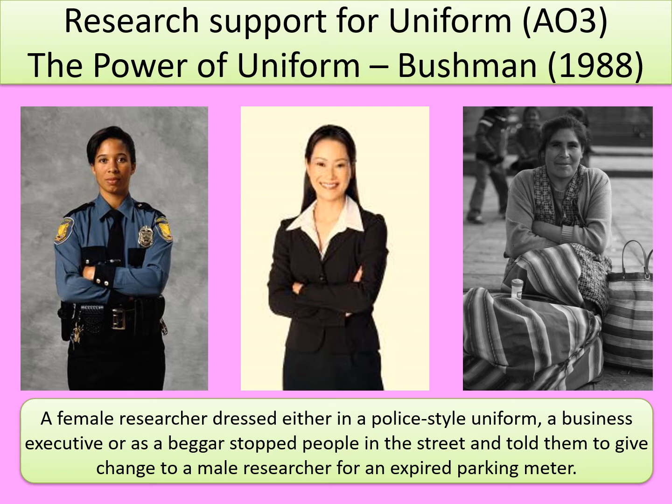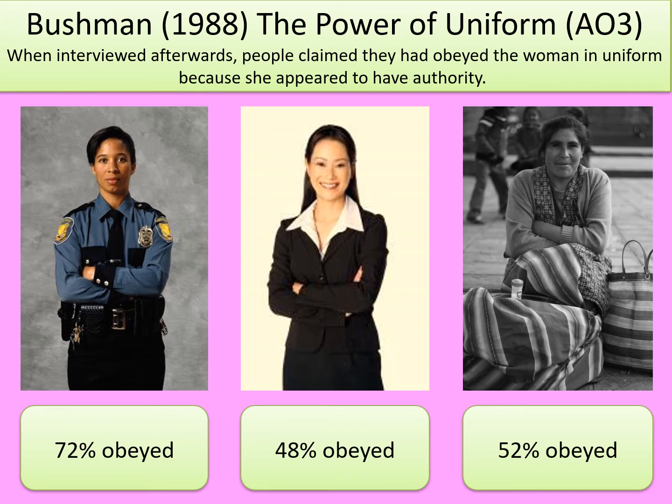It's evidence to support the power of uniform, and you could briefly describe Bushman's study. You don't need to know his or her name, but a research assistant dressed up as either a beggar, a police officer or a business exec, the same person in different uniforms, and approached somebody on the street and instructed them to give them 10 pence for an expired parking meter. Although that wasn't a lot of money, there was a direct instruction to give them money. The results were that 72% obeyed the police officer, 48% the business exec and 52% the beggar. So this is evidence to show the power of uniform in obedience.